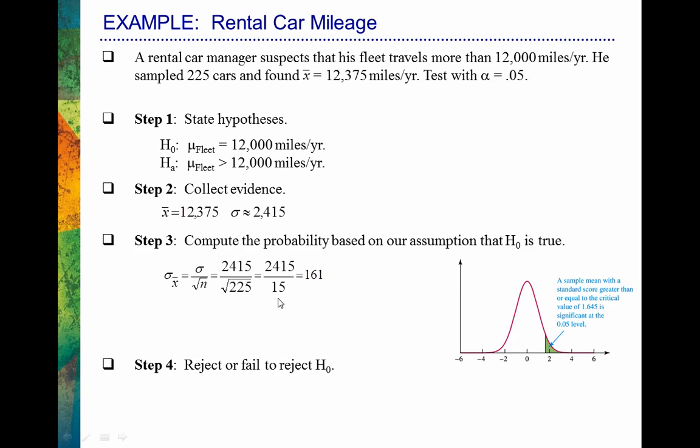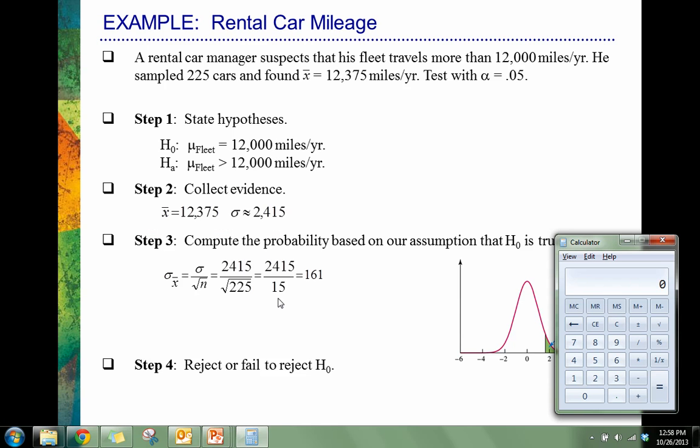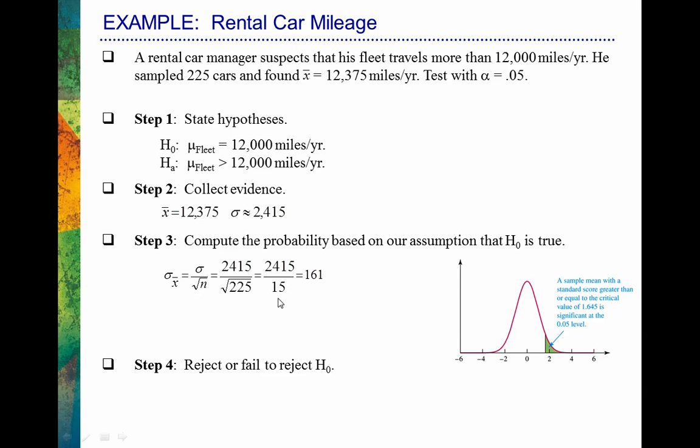Let's just verify that this comes out to 161. We'll use our calculator. 2,415 divided by 15 equals 161. All right, so our standard error equals 161. What that tells us is that the sample means differ from the true population mean on average by about 161 miles. By about 161 miles on average, these means differ from one another.